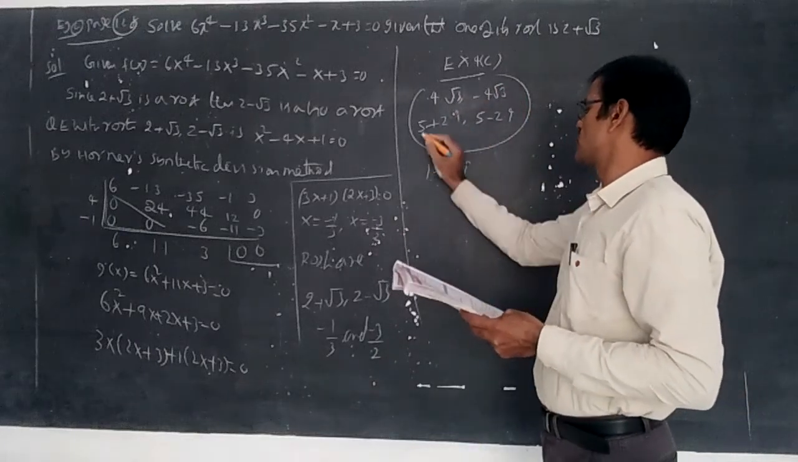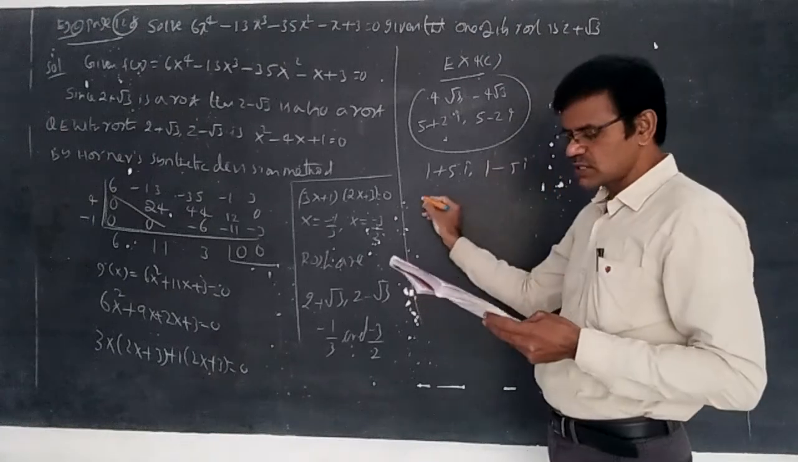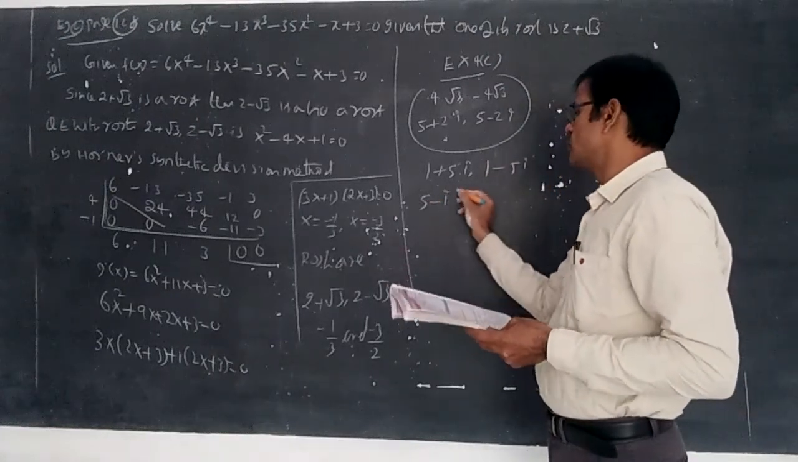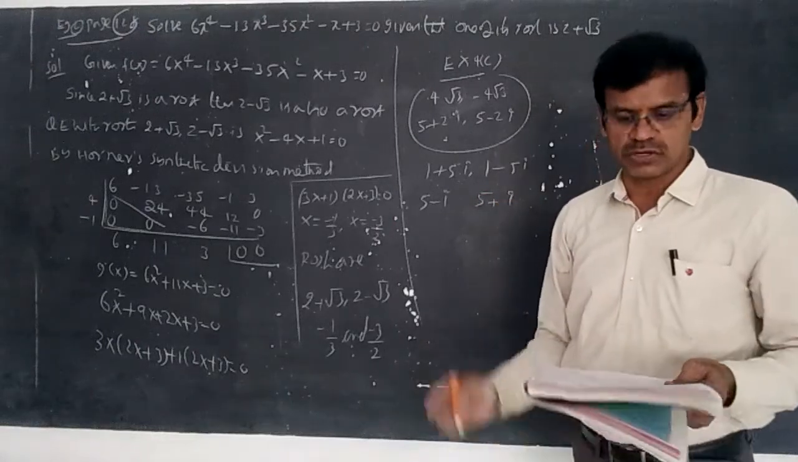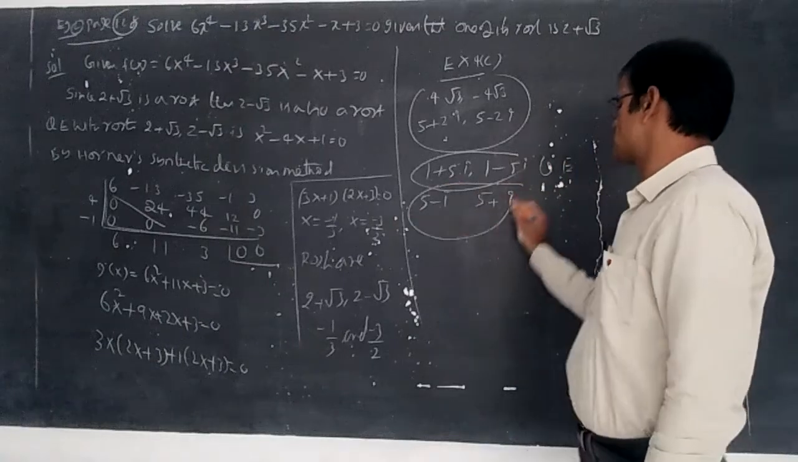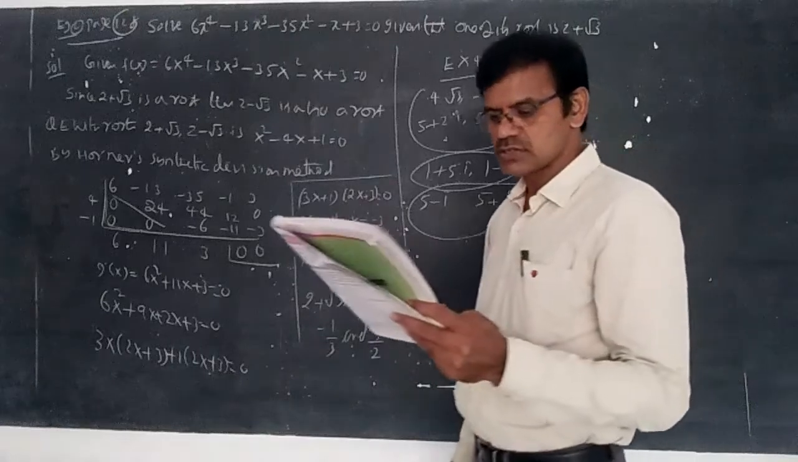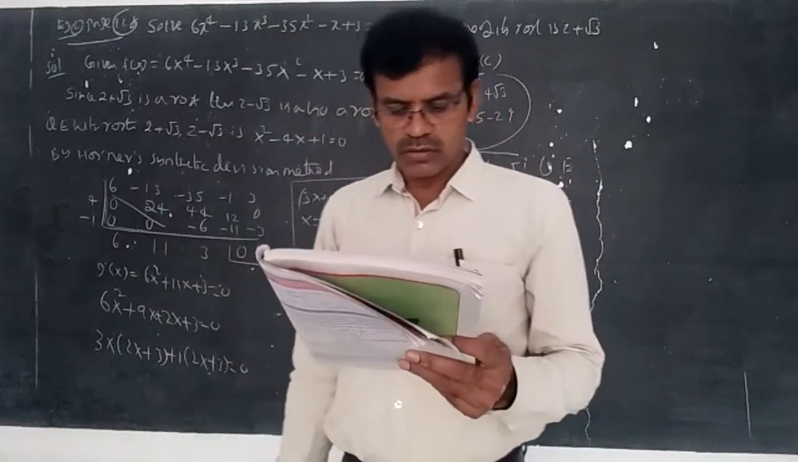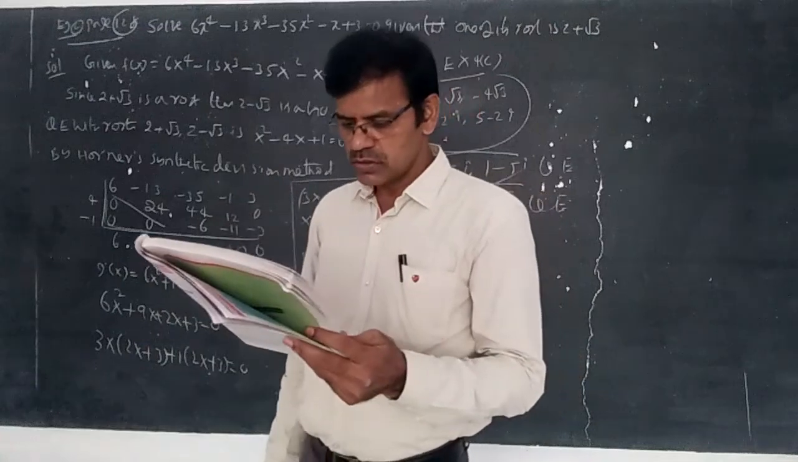Next, for this one, I think you can understand now. 1 plus 5i only he has given, then 1 minus 5i is also a root. 5 minus i he has given, then 5 plus i is also a root. So first of all, you need to calculate this quadratic equation. Next, you need to calculate this quadratic equation. Later, multiply the two equations. Like that you do. Only I want to discuss with you Roman number 2, fourth question.